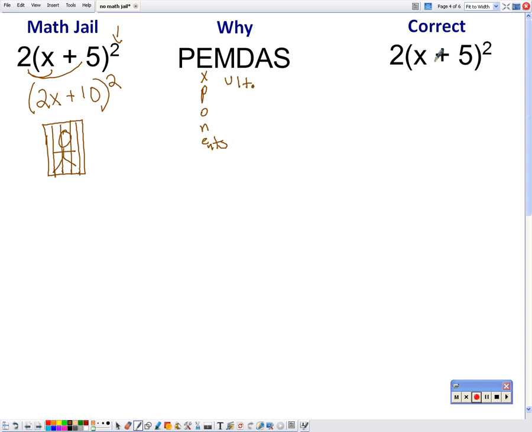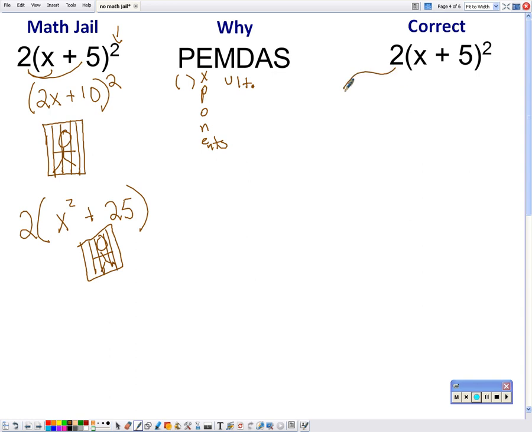Obviously, first we want to do anything in parentheses. The first thing I'm going to do is multiply out x plus 5 squared. Now, we would be in math jail if we did this. That would be bad. If you watch video number 1, you would see why that is math jail. If you did not watch No Math Jail video number 1, go back and do that right now.